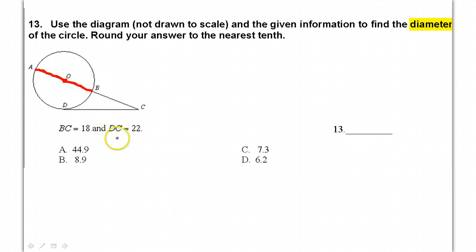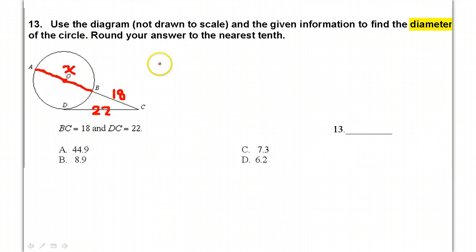Okay, now let's put in what we have so far. We're given BC is 18. So you really should draw that in so you can see what you're dealing with. So BC is 18. DC is 22. So we'll put our 22 right here. Now let's put an X on that thing that we're trying to find. So I'm going to put a giant X right here, representing that entire red segment, the diameter, because that's what we're looking for. Okay, now we're ready to get started.